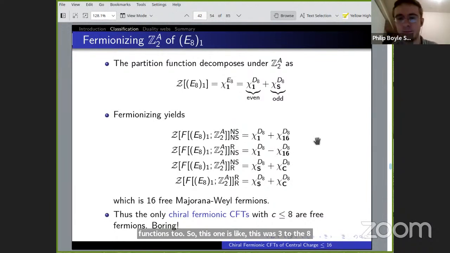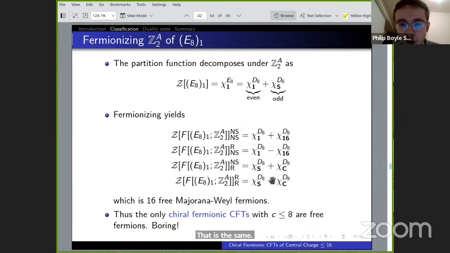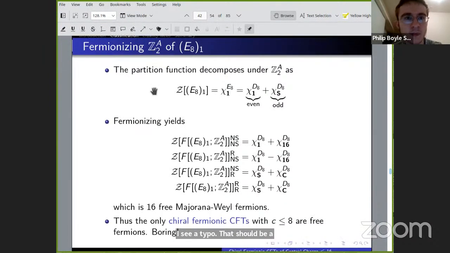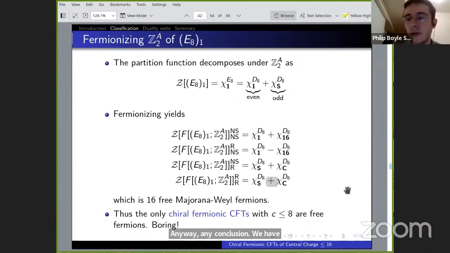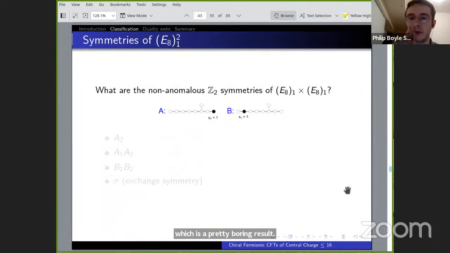And it was the same. Hang on, I see a typo. That should be a minus. Yeah, okay. That's a minus. Anyway, in conclusion, we have shown that the only chiral fermionic CFTs with c less than or equal to 8 are free fermions, which is a pretty boring result. So, and we found something more interesting at c equals 16.